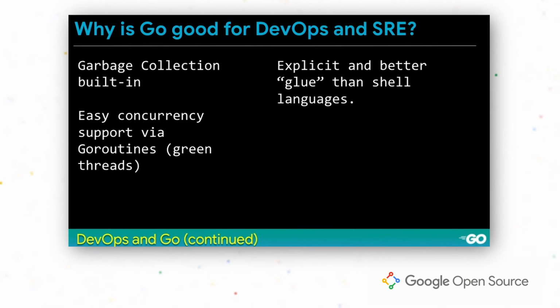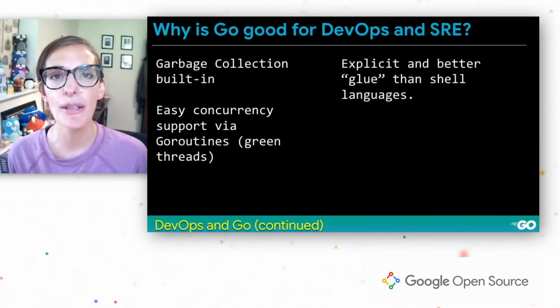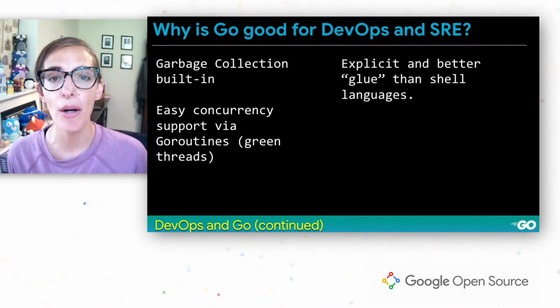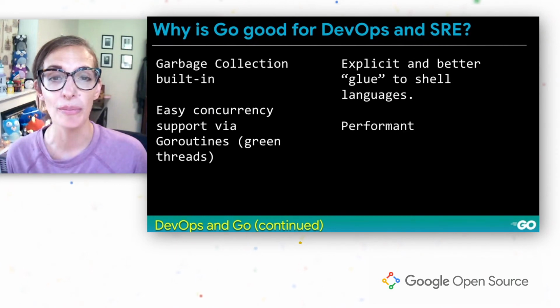Go is also more explicit and better glue than shell languages. Glue refers to those connector bits of code you write to put your system together. The lack of data types in Bash or PowerShell start to come apart after 100 lines. For articulating more complex scripts for your infrastructure, you'll need something strongly typed. Use Go. And finally, Go is still very performant, particularly at scale.